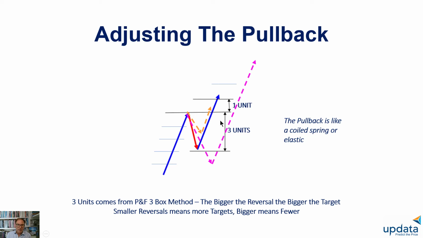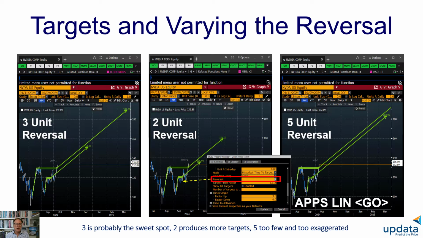Adjusting the pullback. So in Cohen's book, he talks predominantly about a 3 unit pullback, but you could effectively use a 2 units pullback or a 5 units pullback. You could go anything in between. But 3 units came from the 3-box method. The bigger the reversal, the bigger the target. So smaller reversals means more targets, bigger means fewer. And the pullback is like an elastic. The further you pull back, the more it's going to exaggerate that target. The less you pull back, the less it's going to exaggerate that target. So definitely one to think about there in terms of adjusting the pullback.